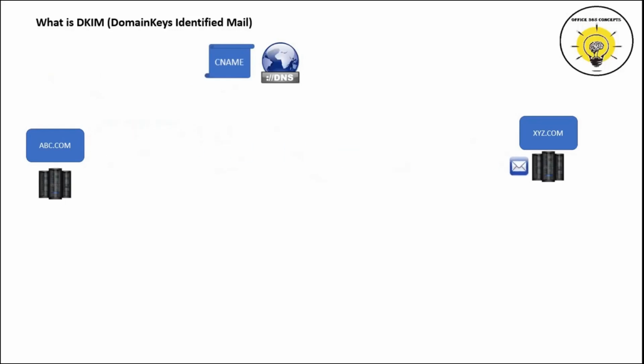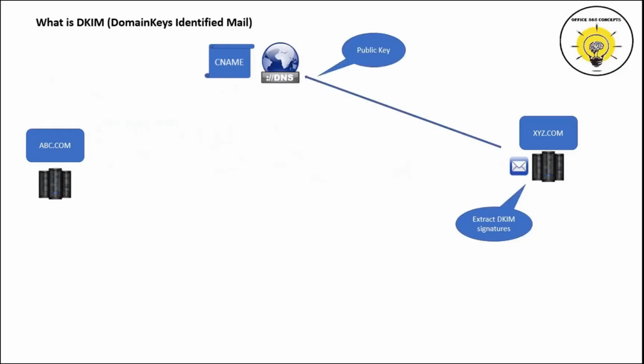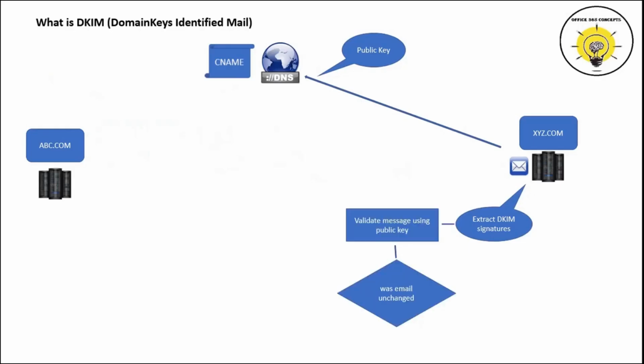When the xyz.com email server receives this email, the recipient server will extract the DKIM signatures from the email header and reach out to public DNS. The xyz.com email server will ask DNS for the public key which is published by the abc.com domain. Once the recipient server has the public key, it will validate the email using the public key. If the email validation is successful, DKIM will pass. And if the email was altered during transmission, DKIM will fail.